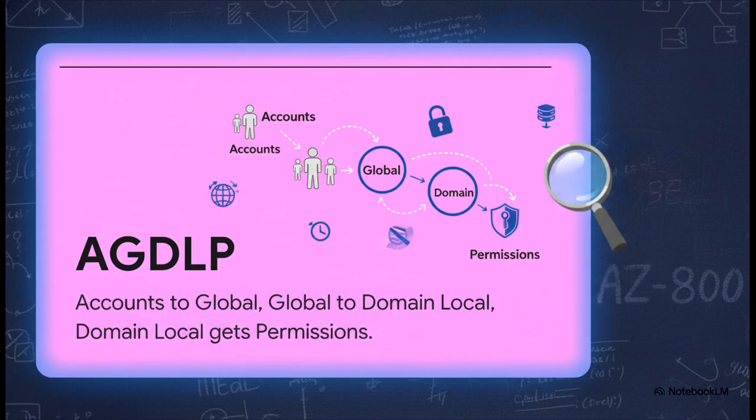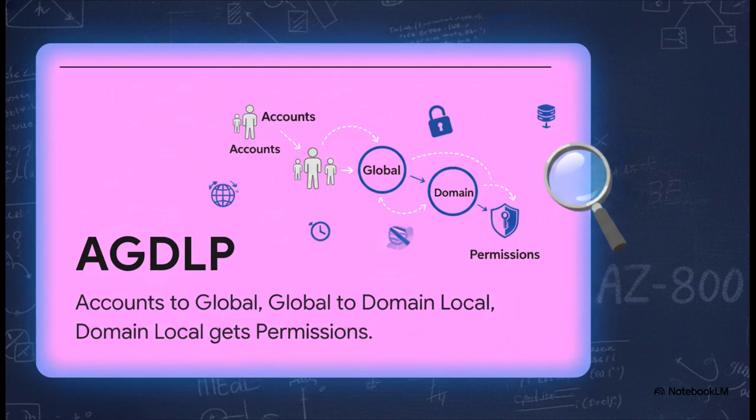If there is one specific acronym you absolutely must have locked in for the exam and for real-world efficiency, it's AGDLP. You really need to memorize this exact flow. Accounts go into global groups, which go into domain local groups, and then those domain local groups are what actually get the permissions.